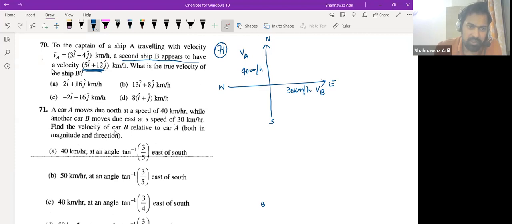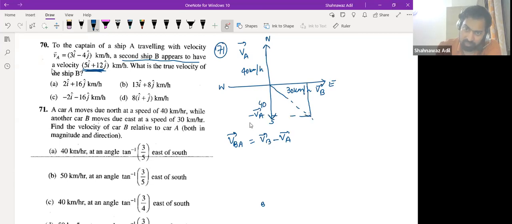Now find the velocity of car B relative to car A. So we have to find out VBA, right? Yes, sir. Which means this would be VB minus VA, and we have to take the negative of VA. So this is 40, and then we take the result.